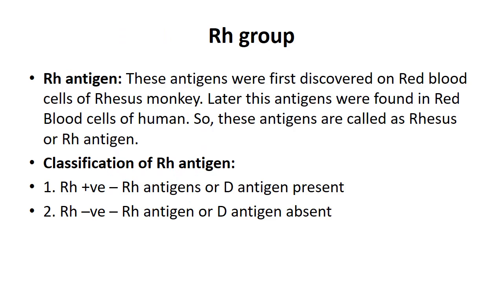The blood group system was developed by Karl Landsteiner. The second system is the RH system. These antigens were first discovered on red blood cells of the rhesus monkey, and then they were found in the red cells of humans. So these antigens are called rhesus antigen or RH antigen. If RH antigen is present, it is called RH positive, that means D antigen present, and in RH negative, D antigen is absent.